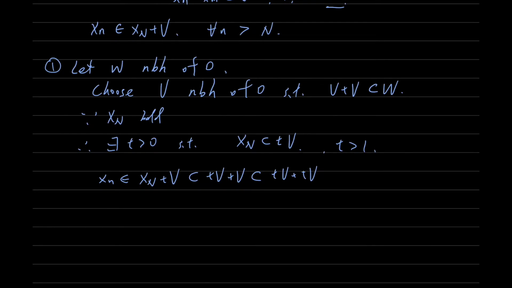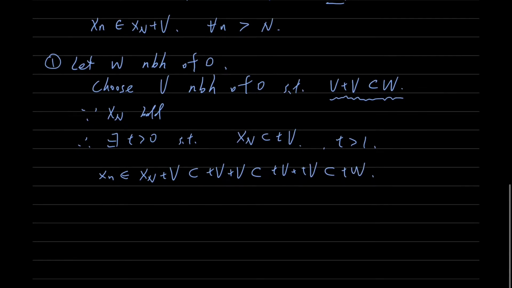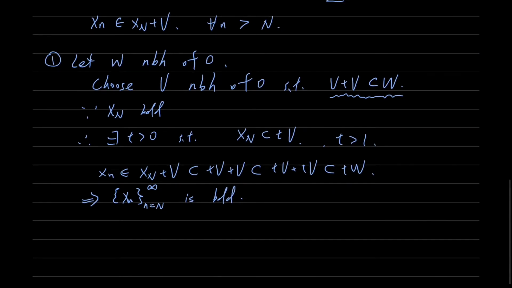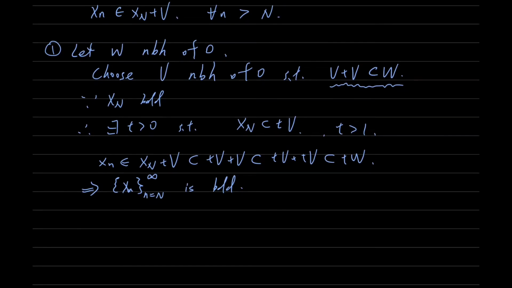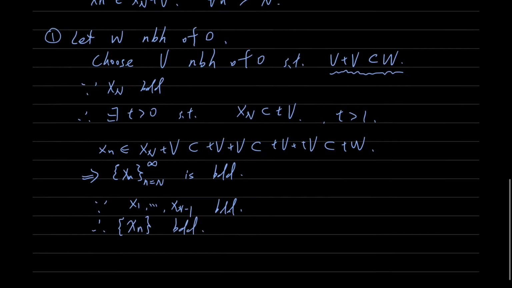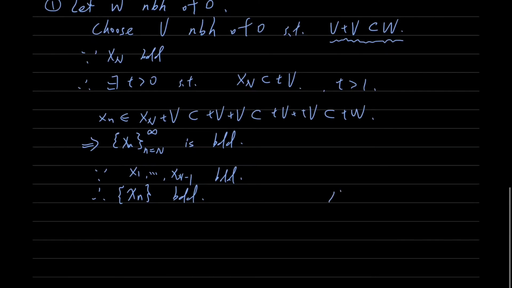And by the property we demand here, this will be inside tw. This proves that xn from big N to infinity is bounded. And because there's only finitely many points left, x1 up to xn minus 1 are also bounded. So the whole sequence is bounded. And this will be useful later.